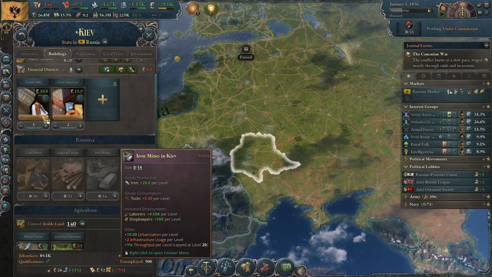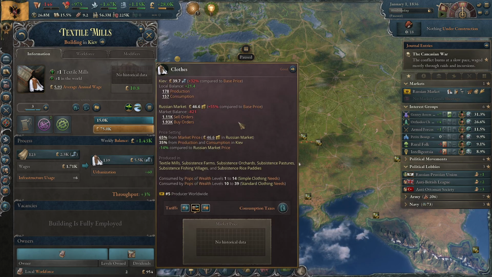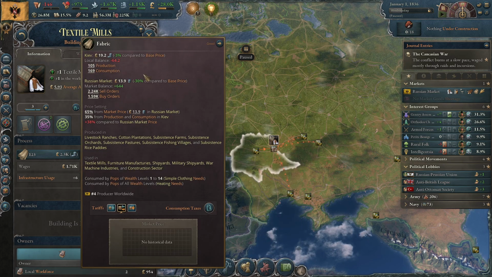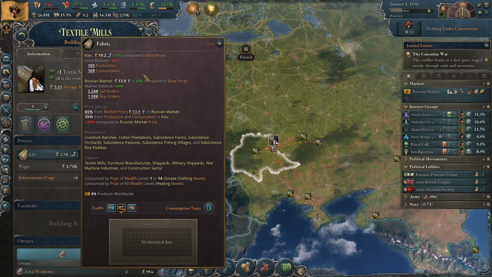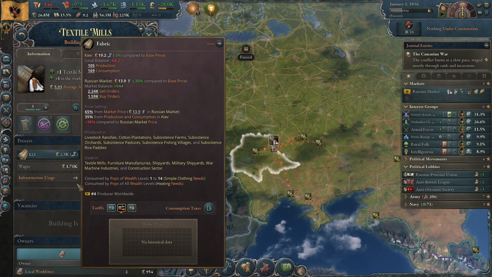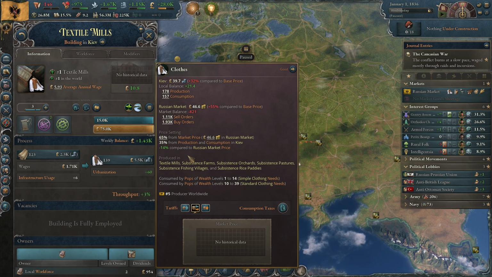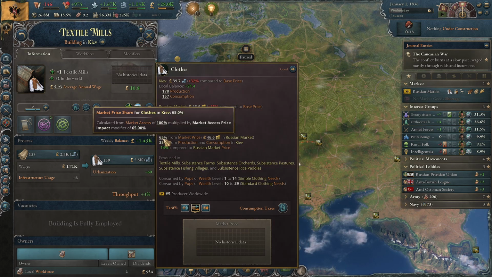But it also matters for your businesses, because here's a problem. This textile mill is selling these clothes below market price. But not only that, it is buying fabric at minus 3% base price despite it being minus 30% in the market. So it's paying more for goods that it needs to make items, and then it's selling those items below the market price because our market access price impact is sitting at 60% at a base level.